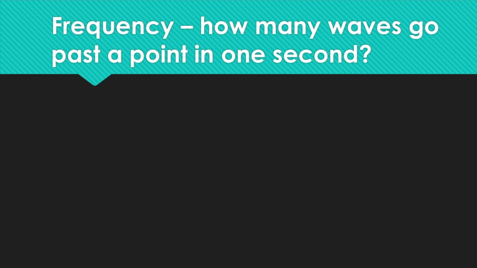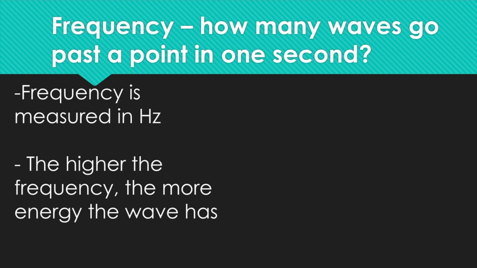Frequency is how many waves go past a point in 1 second. And it's measured in something called hertz, Hz. The unit hertz is an inverse second, so we also see it represented as seconds to the -1 power or 1 over seconds. The higher the frequency, the more energy the wave has. So as frequency increases, the energy of the wave increases.